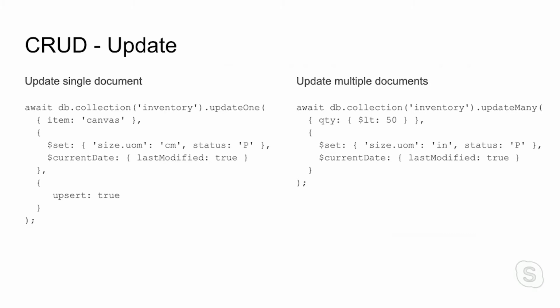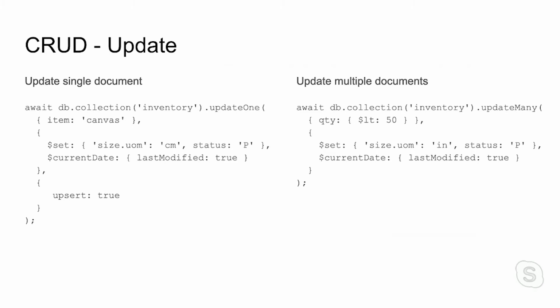The update one will update only the first document which it finds, which matches the item canvas query condition, and the sort of the documents by default is done by the order in which they were inserted into the database. The update many will update all the documents which match the query.